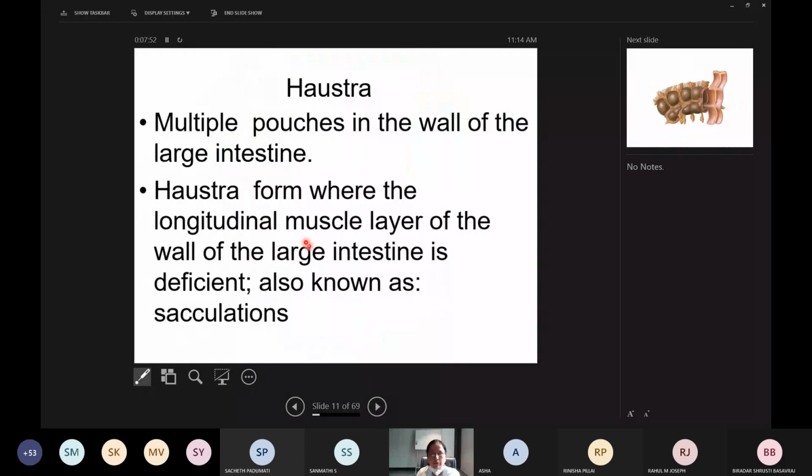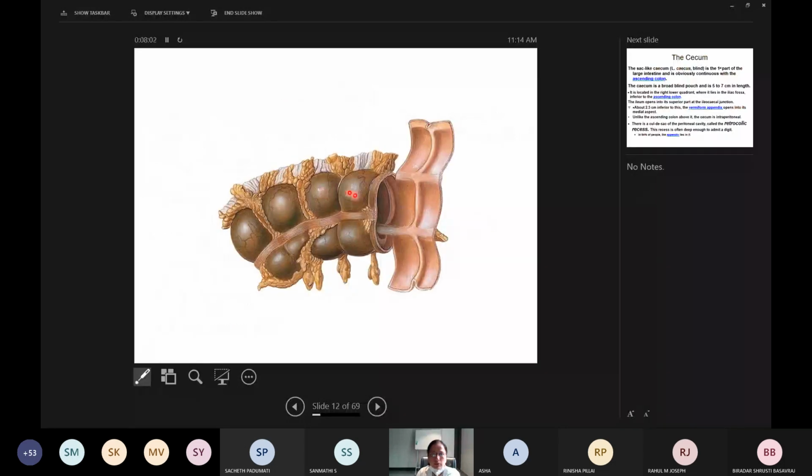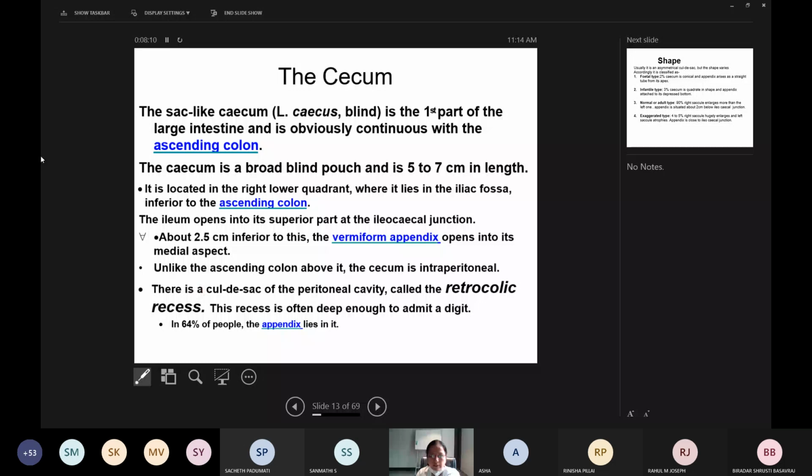Next you have the haustrations or the dilatations. Wherever the longitudinal muscle is there, where the taenia coli is there, you will see these haustra or sacculations. So these are the three classical features of the large intestine, and this will help you to identify the large intestine.